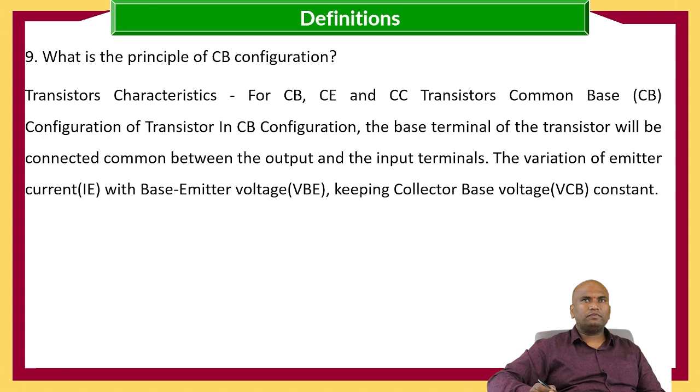What is the principle of CB configuration? For the transistor characteristics of CB, CE, CC, in the common base configuration of the transistor, the base terminal is connected between the output and input terminals. Here, the base terminal is connected between both the collector and emitter. So we observe the variation of emitter current with base to emitter voltage keeping collector base voltage constant.